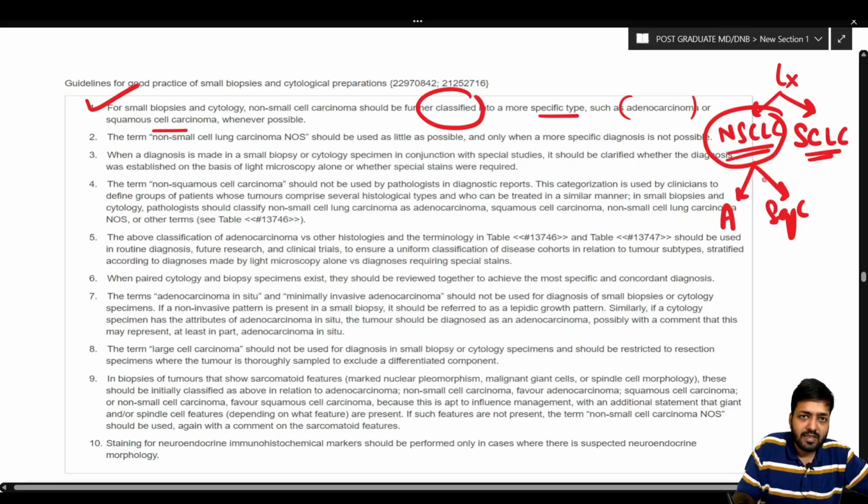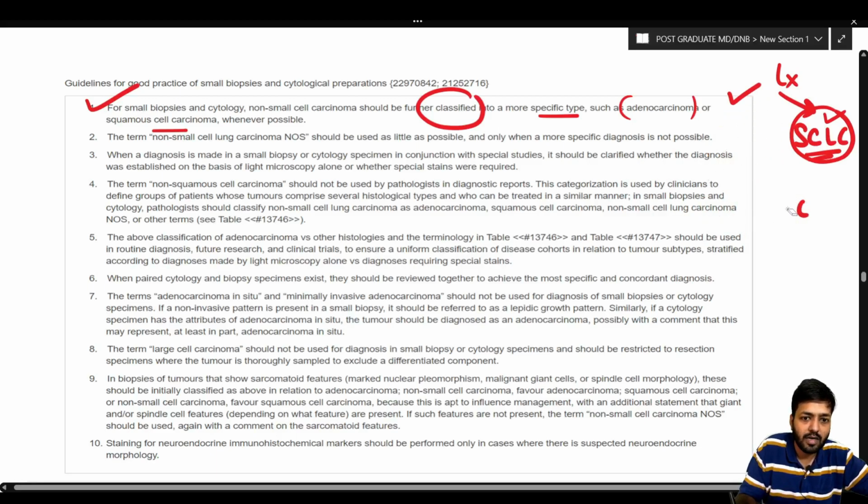So what the WHO is saying is that we should not use this term. We should be specific. We should try as much as possible, morphologically and immunohistochemically, to give a diagnosis of either adenocarcinoma or squamous cell carcinoma in the small biopsy or in the cytological smears. Along with that, if small cell carcinoma is very clear, then we can directly give the diagnosis as small cell lung carcinoma. But we should avoid using the term non-small cell lung carcinoma. This is very important to understand.